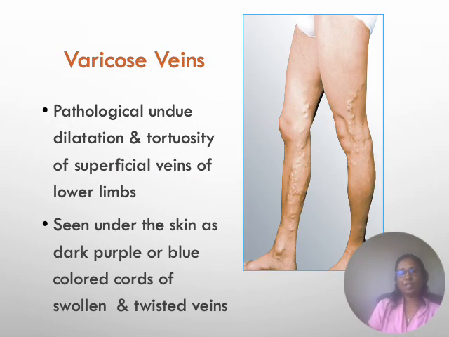The first and foremost are the varicose veins. So what is a varicose vein? To define, it is pathological undue dilatation and tortuosity of superficial veins of the lower limbs. It is not only the lower limbs; any vein in the entire body could be affected, but the most commonly affected regions are the lower limbs and the pelvic area. Usually it presents as dark purple or blue colored cords of swollen and twisted veins. That is the usual presentation in which the patient comes to us.